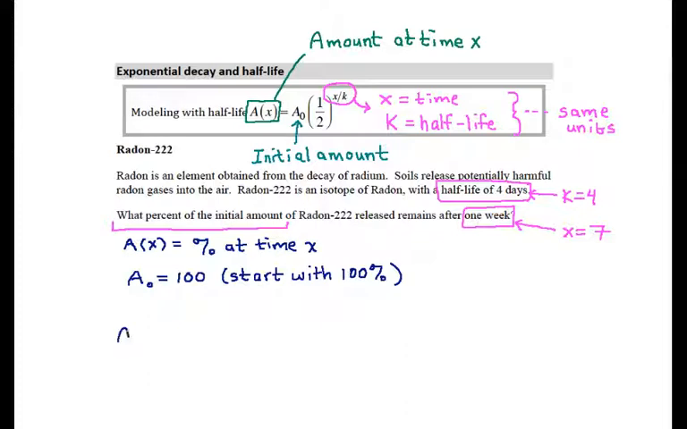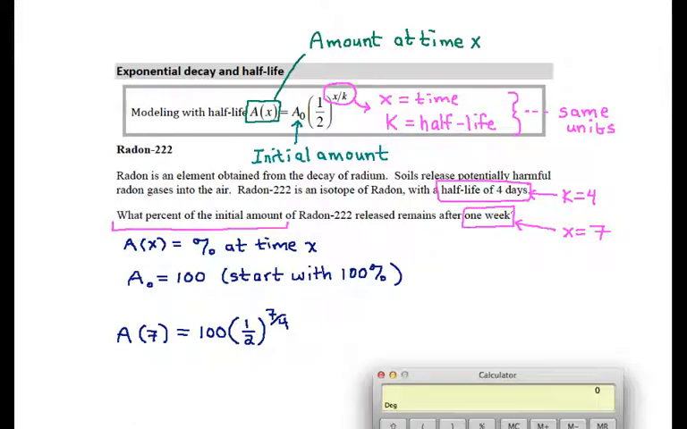So that we get a of 7, that's the amount after 7 days, is equal to 100 times 1/2 to the power x, which is 4, divided by k, which is 7. Sorry, let's back that up just a second. X is 7 and k is 4 in this case. So the power is 7 over 4. All we need to do with this is plug it into a calculator because there is no variable to solve for. We want to know a of 7.